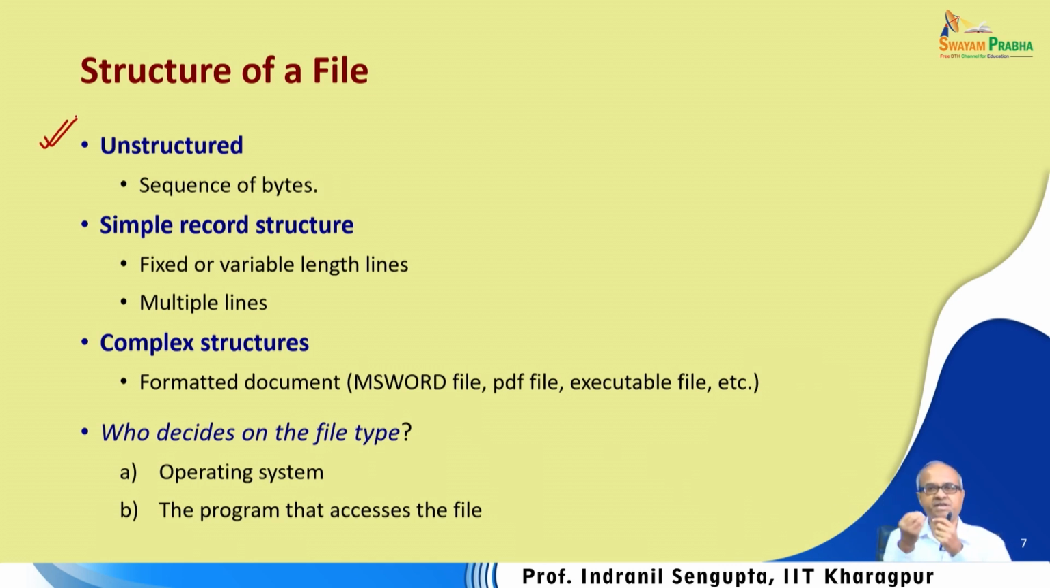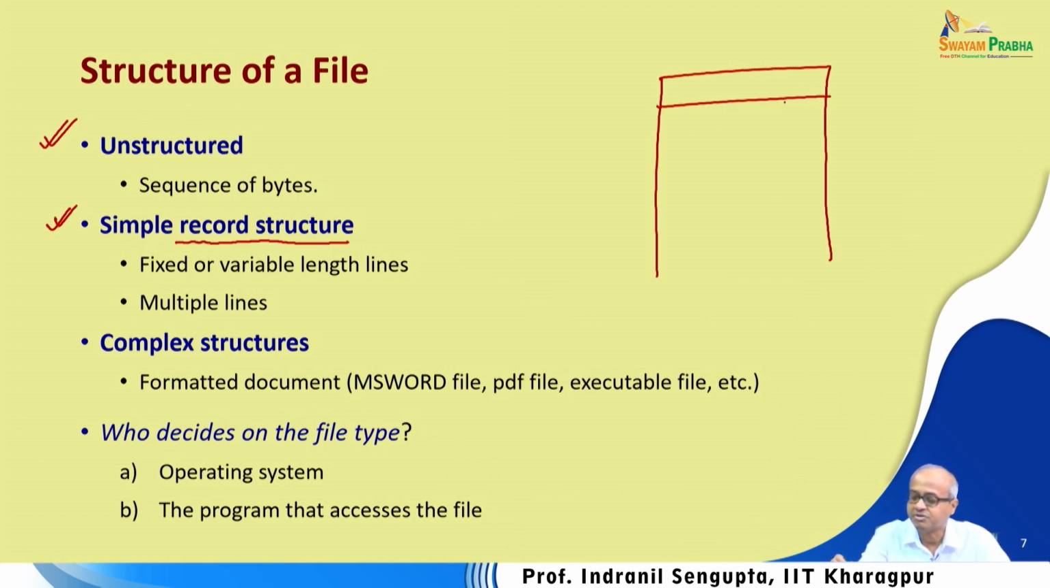A zip file is also unstructured. But of course, there are some headers in this file which contain some information. So, if I ignore the header, the remaining part is unstructured. But some operating systems support some record structure. Again, this is not supported by all operating systems, all file systems. In a record structure, whenever you store some data in a file, you store them as records.